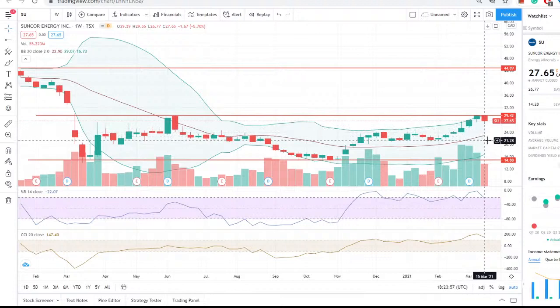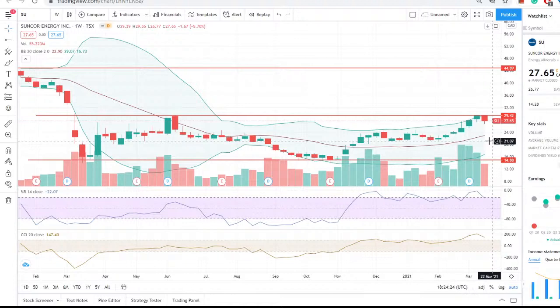24 or 21.30? Yeah, 21.30. Do you think we should suggest 23.95 or 24 as the support for entry, or wait for 21? I think 21.30 would be a more appropriate place to buy.